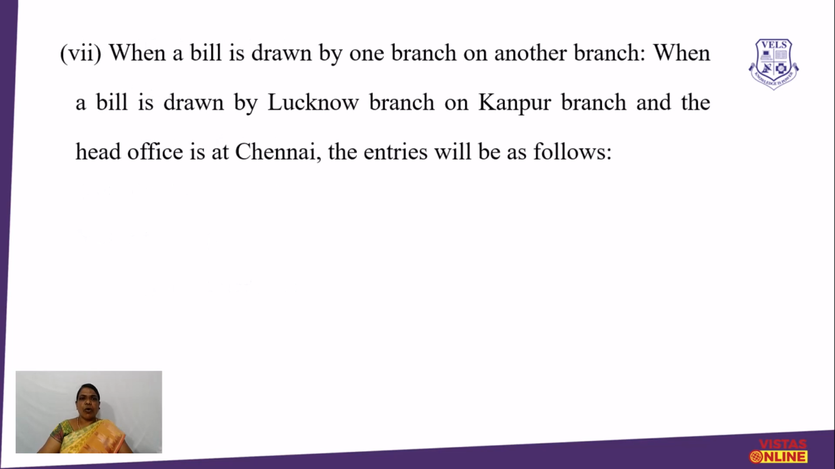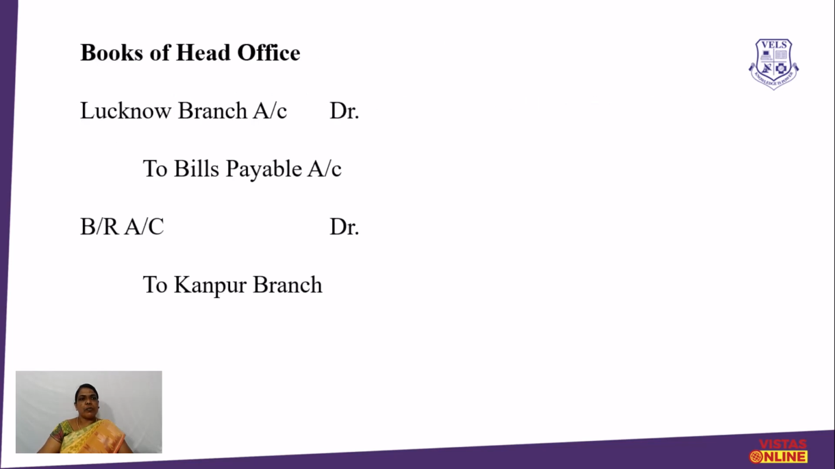When a bill is drawn by one branch on another branch, what is the journal entry? We can see in the books of head office. I have told you about the Lucknow branch and Chennai branch. Then Kanpur branch is also there. Here, in the case of the Lucknow branch, Lucknow branch account debtor to bills payable account. This journal entry will appear in the books of head office. The other journal entry is bills receivable account debtor to Kanpur branch.